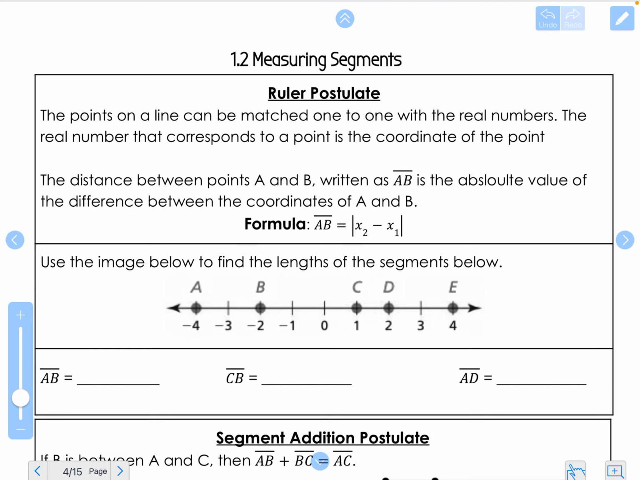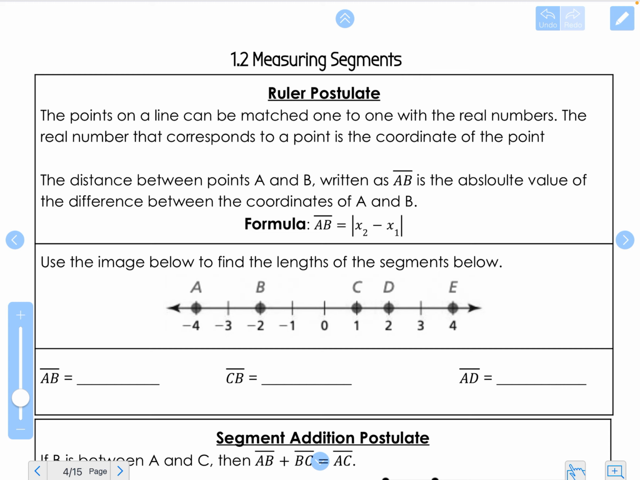So today we're going to talk about measuring segments, and we're going to do that 3 different ways. We're going to do measuring segments on a number line. We're going to do measuring segments when we're not given a number line and given algebraic equations. And then finally, we're going to measure segments on a graph.